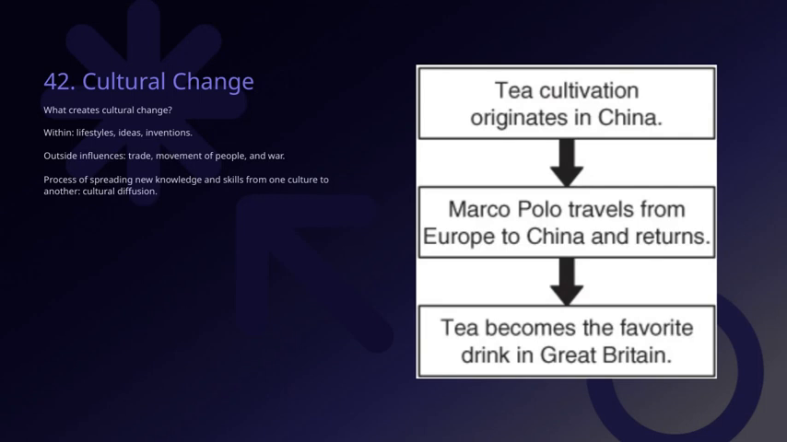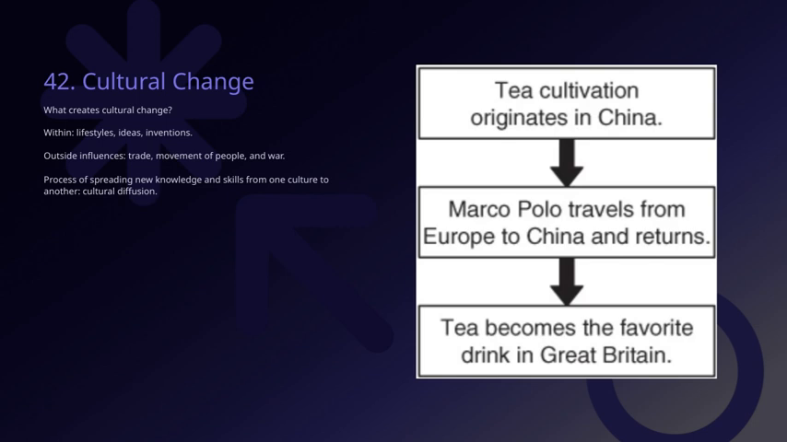Let's talk about how new knowledge and skills spread from one culture to another, which is known as cultural diffusion. This process happens in several ways. Outside influences like trade, the movement of people, and war all play a significant role in this exchange. When traders or travelers move between regions, they carry ideas, technologies, and customs with them. Similarly, wars can lead to the conquest and integration of different cultures, facilitating the sharing of knowledge.